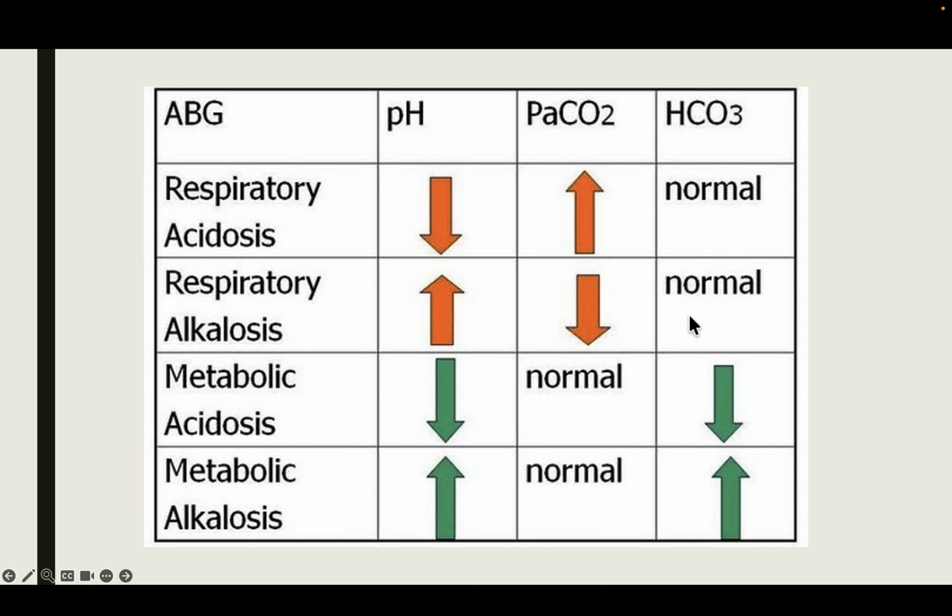If we go to the metabolic side, our CO2 levels are going to be normal, because it's a metabolic side issue, not a respiratory side issue. If it's an acidosis, our bicarb level is going to be low, and bicarb and pH move in the same direction, so that's going to pull down the pH, creating that acidotic state. If it's an alkalotic state, our bicarb levels will be higher, which will pull our pH up.